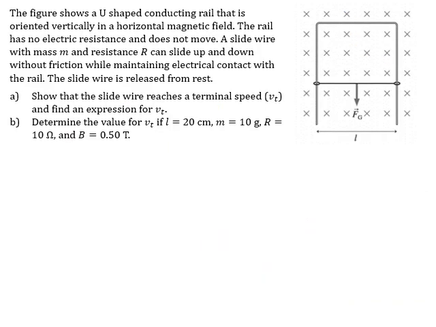In this problem, we have another slider problem, but rather than being in a horizontal direction, this one is free to move vertically. We want to show that a slide wire reaches a terminal speed if we release it from rest on these frictionless rails. So if we release it from rest, it's going to start to fall. If it starts to fall, we're getting an area with more magnetic field into the page.